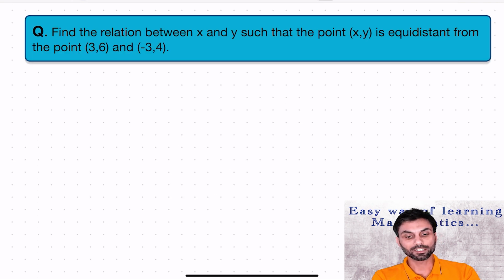The next question is, find the relation between x and y such that the point (x, y) is equidistant from the points (3, 6) and (-3, 4). So again it is the term equidistant. We'll name the points.